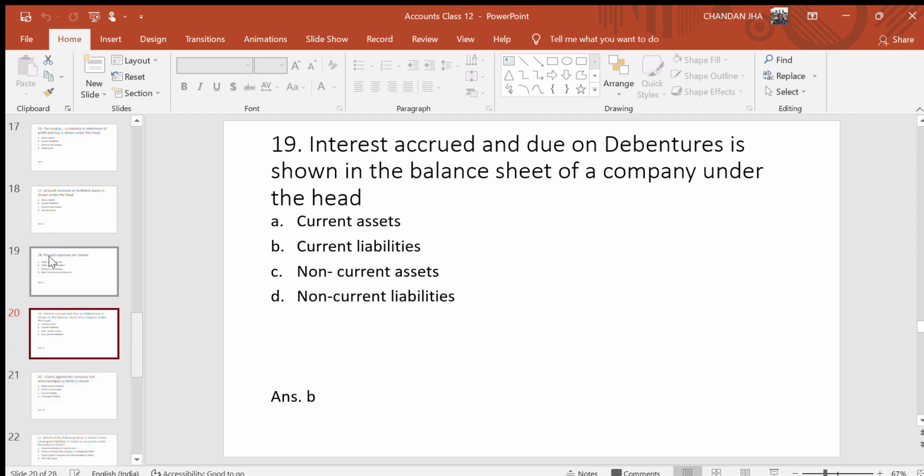Question 19. Interest accrued and due on debenture is shown in the balance sheet of a company under the head current assets, current liabilities, non-current assets, non-current liabilities. The correct answer is B, current liabilities.